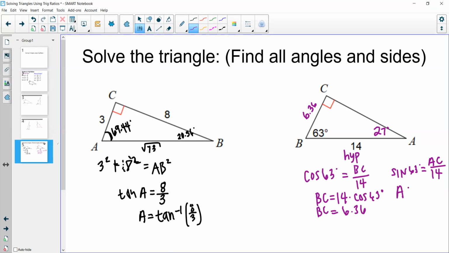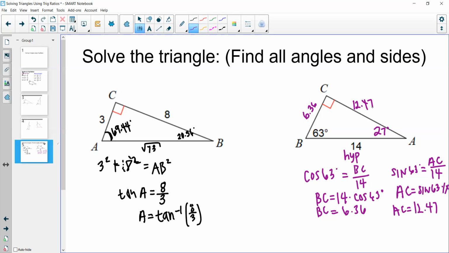Now, again, when we solve for this, we can determine that AC is the same thing as sine of 63 times 14. And so then we can figure out what AC is just by doing that calculation there. And so if we do the sine of 63 times 14, we end up getting that that is going to be 12.47, or this distance AC is going to be 12.47 units long.